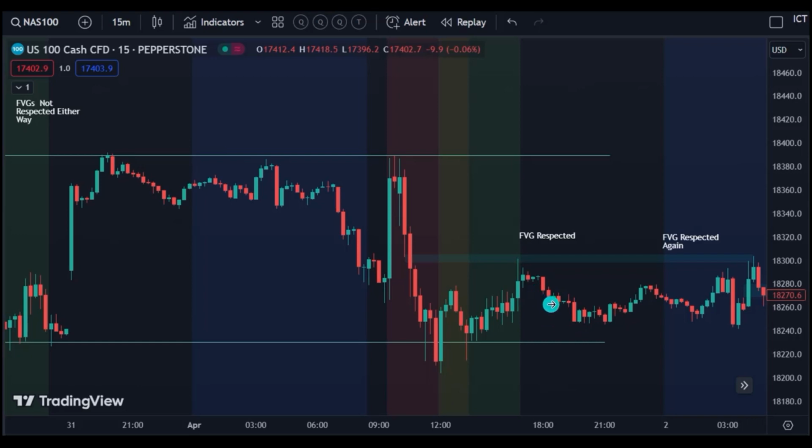This is the NASDAQ 100 during the Asian session. So you want to wait till the New York session, or at least wait till London to start trying to trade the NASDAQ 100. The London session begins, price returns back to that fair value gap, respects it again. It created a fair value gap on the way to it. This is a bullish fair value gap.